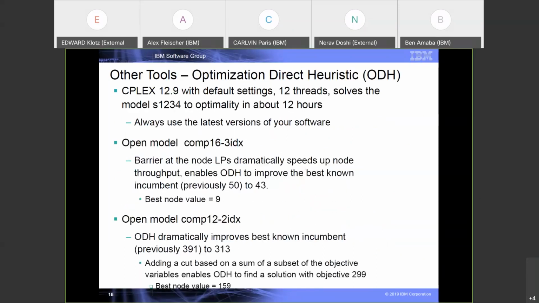And then another external tool, which I think we'll probably go into in a future one of these office hours sessions, is the optimization direct heuristic. It also is shown to be very effective at finding additional feasible solutions. And I'm giving a list of success stories on the MIPLIB set with this tool. And this really only scratches the surface of how well it did on some of those hard models in terms of finding better solutions than the best ones known.